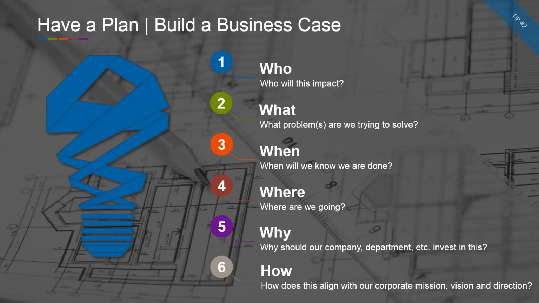So at a high level, who is this going to impact? Is it going to impact them negatively, positively? What does that mean? Is there anything we need to think about with that? What problems are we actually trying to solve with an intranet? When will we know we're done? How do we actually know when we can check the box that says we're done with that? How are we going to measure that? Where are we actually going? Where do we want to end up, right?